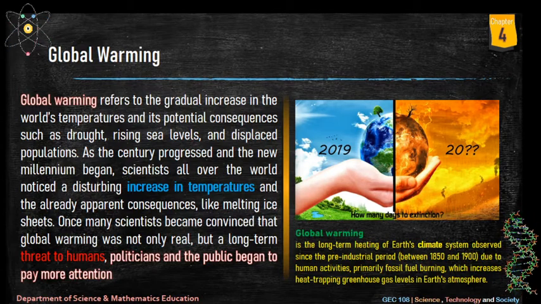Global warming is the long-term heating of Earth's climate system observed since the pre-industrial period between 1850 and 1900 due to human activities, primarily fossil fuel burning, which increases heat-trapping greenhouse gas levels in Earth's atmosphere.